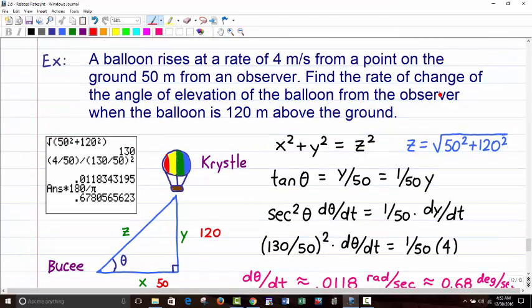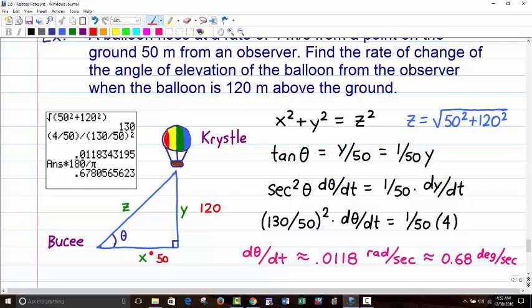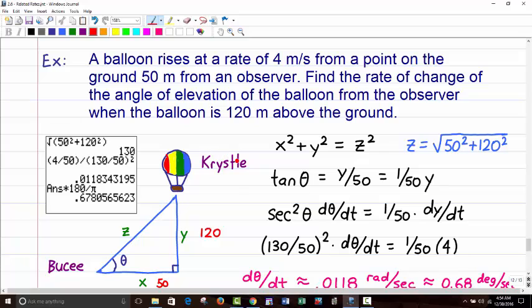This one's going to be very similar to the baseball player running from first to second. So we're up in our balloon as it's rising, and the horizontal distance is fixed here at 50 meters. Obviously as the balloon's rising, that's going up, and of course the z is changing, it's increasing also. Yeah, very similar to that. Find the rate of change in the angle.